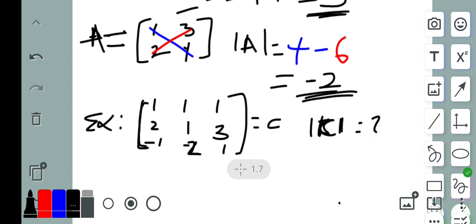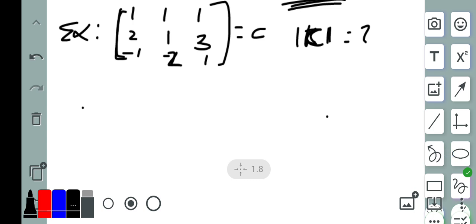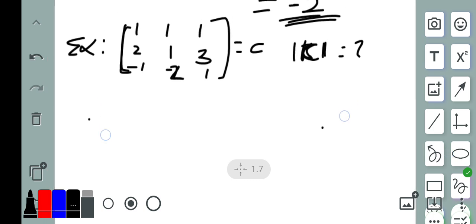So how do we find the determinant of C here? Very simple. In order to find the determinant of C, first of all, we need to get the cofactors of these first three elements of your row 1. Again, what are the cofactors?